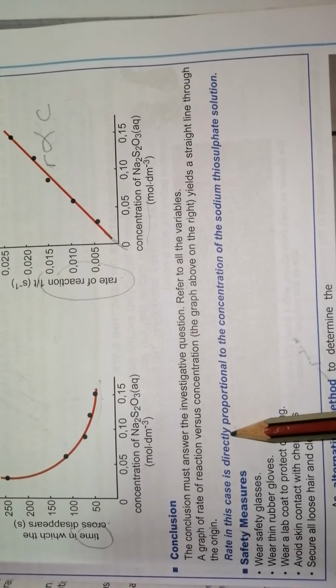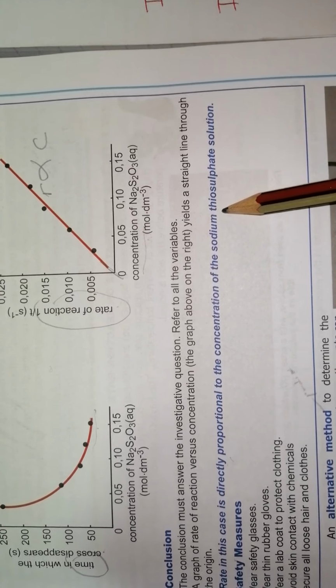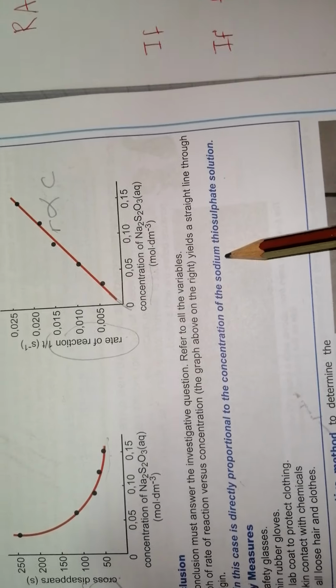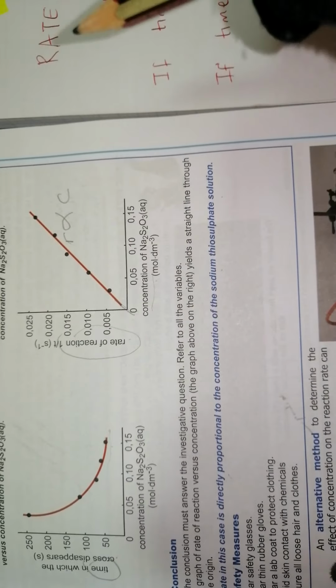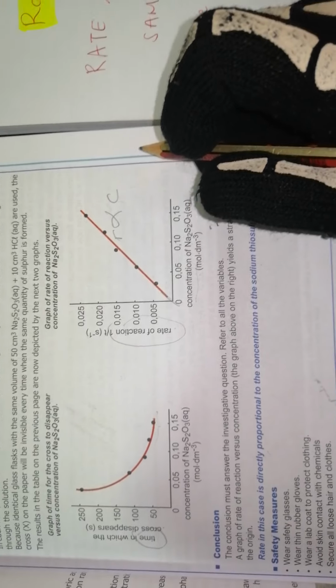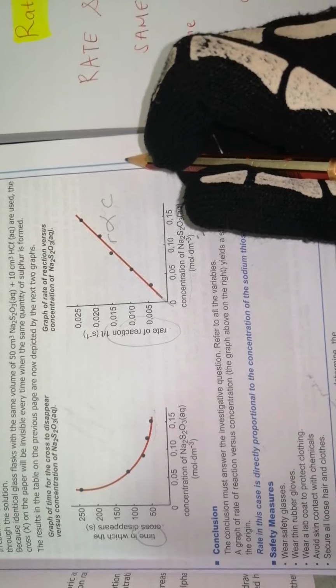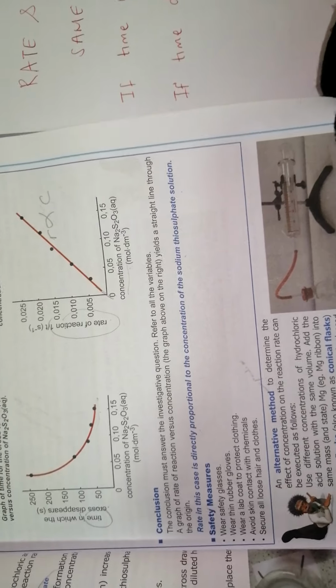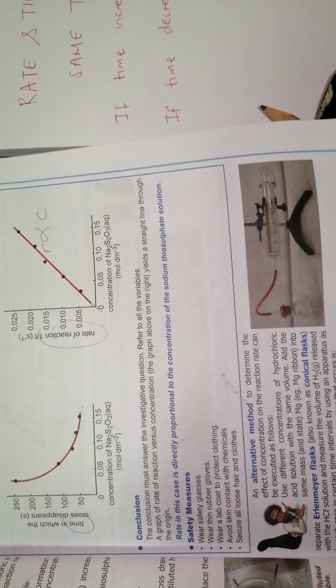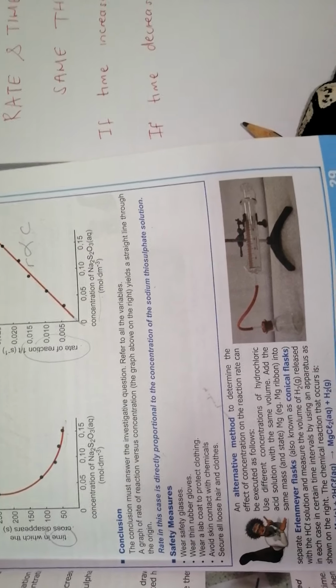Okay, so from here we can see that rate is directly proportional to the concentration of the sodium thiosulfate solution, which is the reactant. So that is actual evidence from a real life investigation of how concentration and rate of reaction are directly proportional. So if you double concentration, the rate of reaction will also double. If you halve it, the rate of reaction will also become half, or it will become slower by 2.